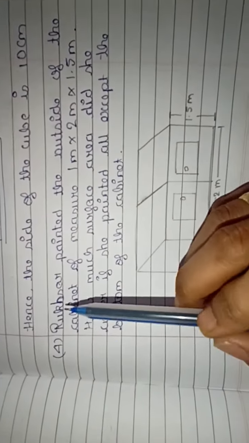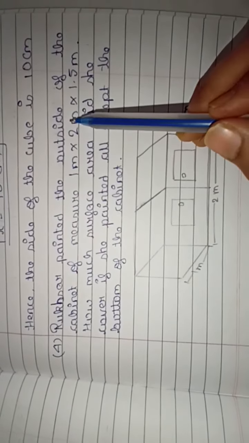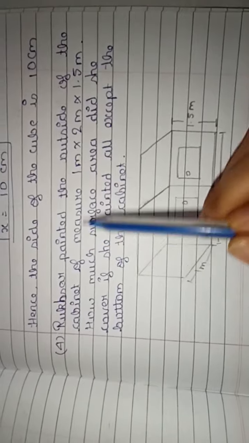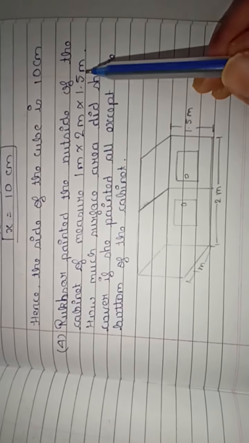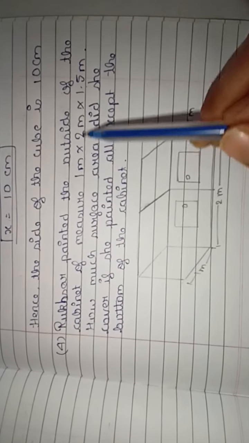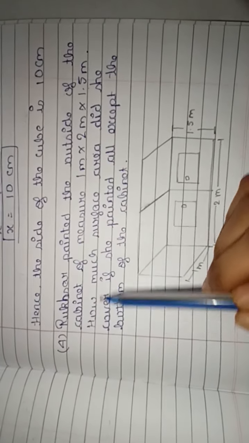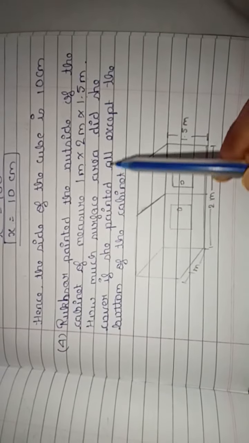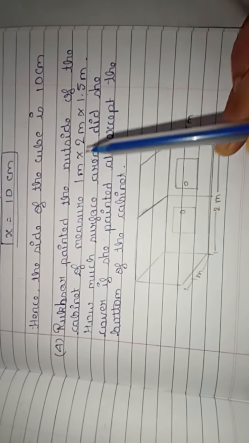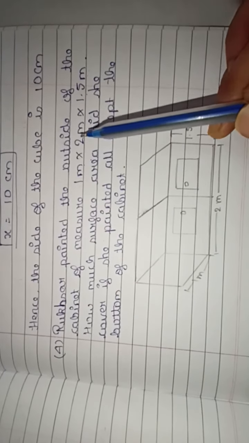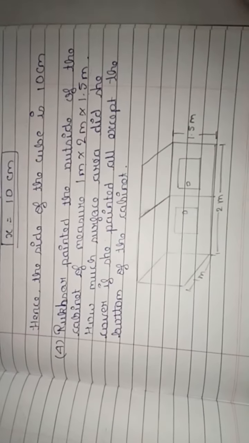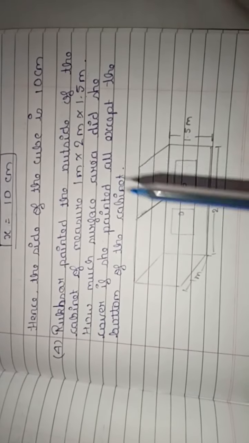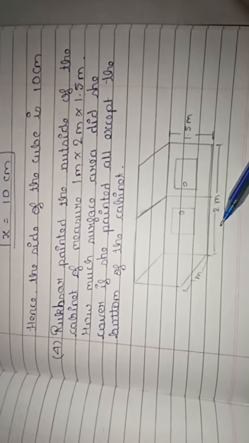Now, question 4. Ruxar painted the outside of a cabinet of measure 1 meter, 2 meter multiplied by 1.5 meter, that is length, breadth and height. How much surface area did she cover if she painted all except the bottom of the cabinet? So this is the cabinet that is of cuboidal shape because we have been given its length, breadth and height. So the surface area that is painted is all the surface area except the bottom.